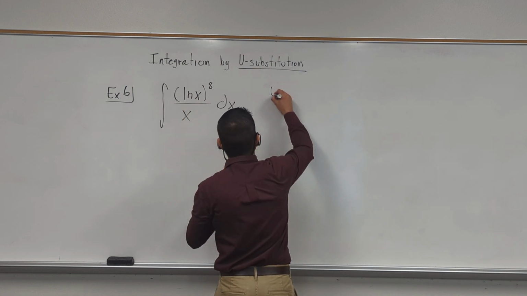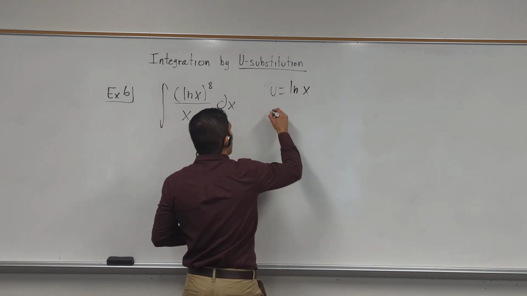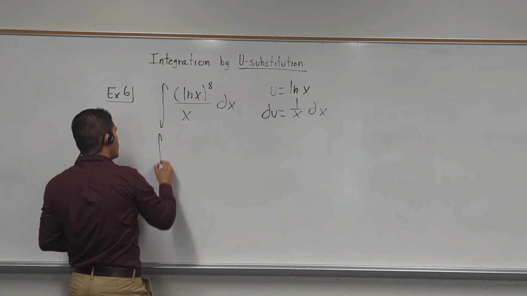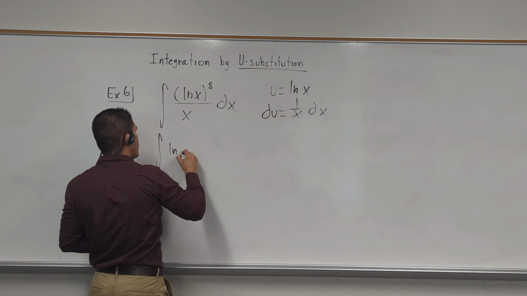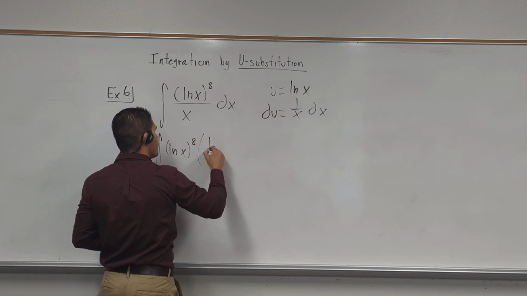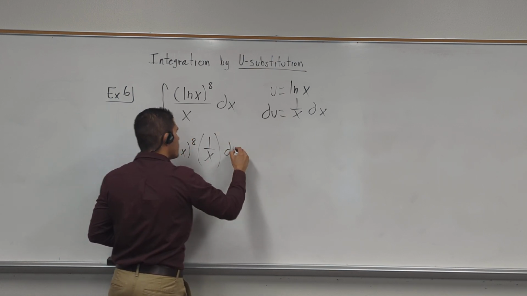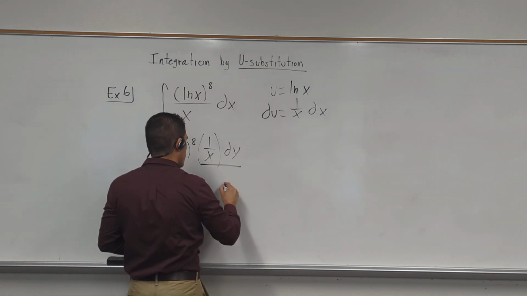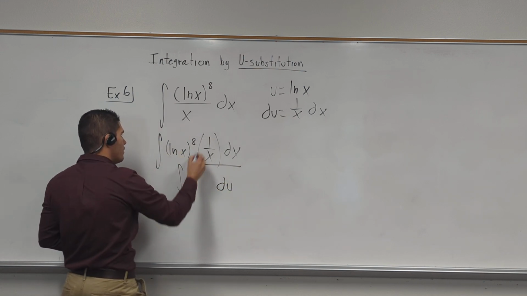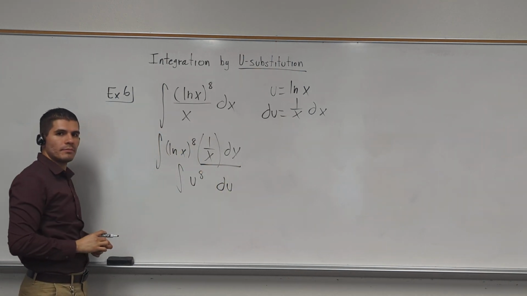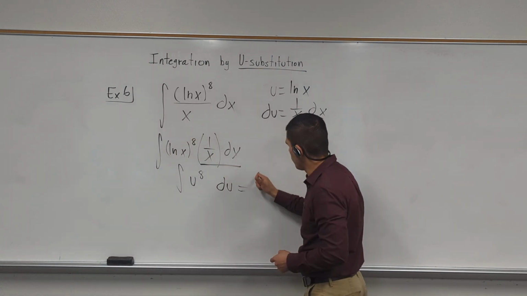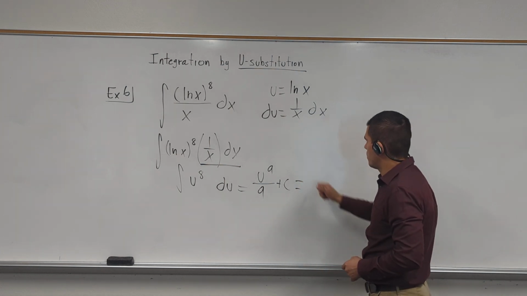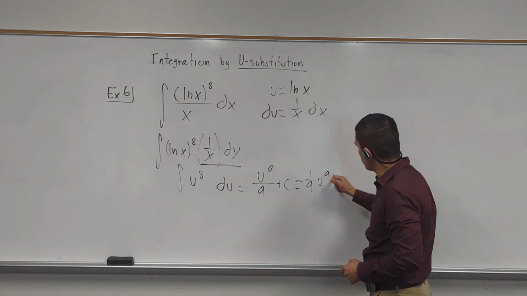The composite function is there, which would mean u is ln of x, which would mean du is 1 over x dx. Let me rewrite this to see it. This would be the same thing as saying ln of x to the 8th power times 1 over x dx. Substitution, 1 over x dx would result in a du. This would be u to the 8th power. Anti-derive that, that would give me u to the 9th power divided by 9 plus c, which would be 1/9 u to the 9 plus c.